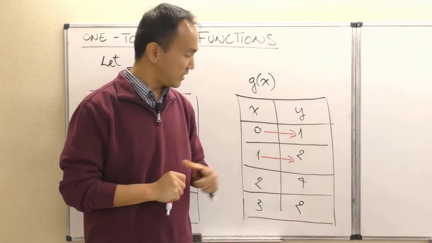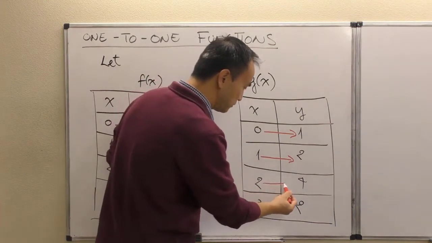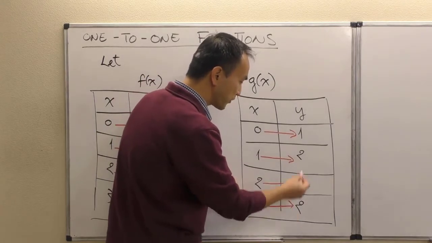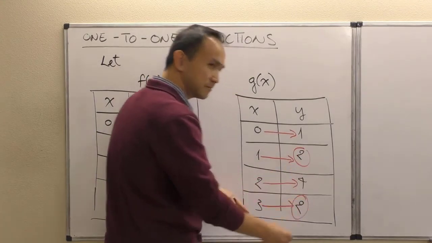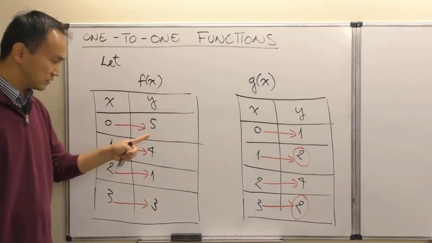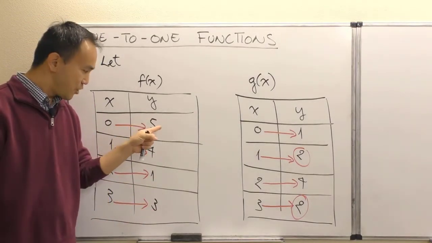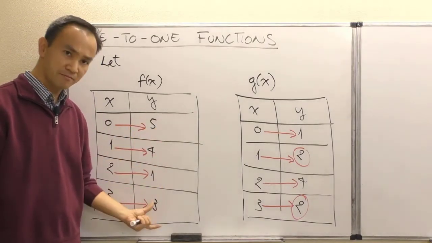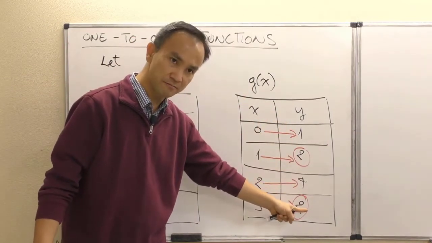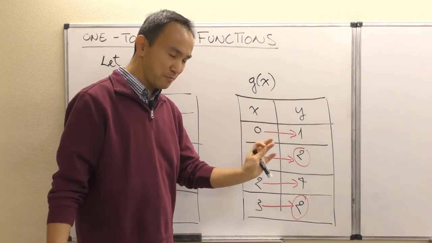Okay? And now observe that. It takes input 1 to output 2. It takes input 2 to output 4. And it takes input 3 to output 2. Notice these are the same output. It's unlike this table over here, where no output is repeated. But here, the output is repeated.